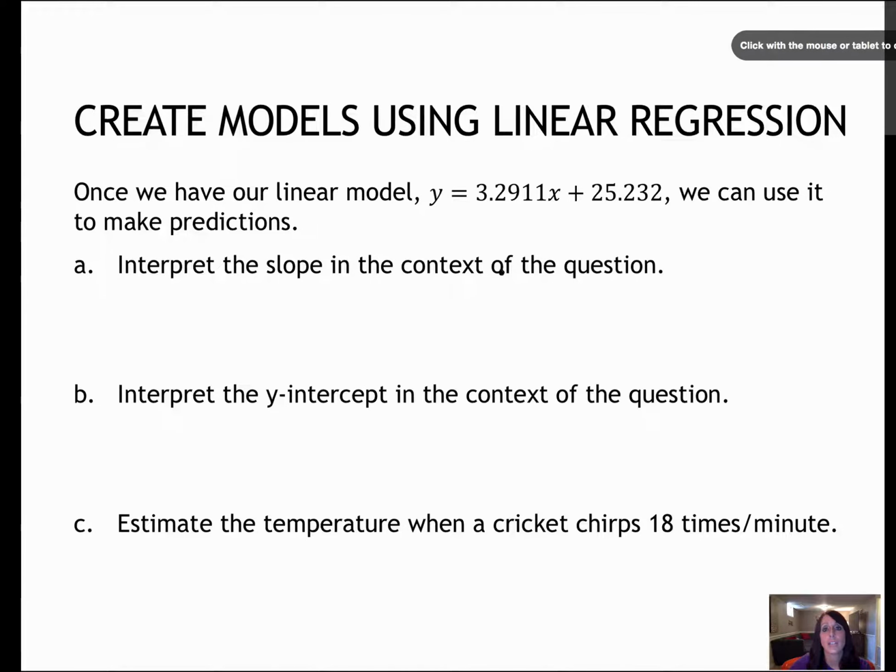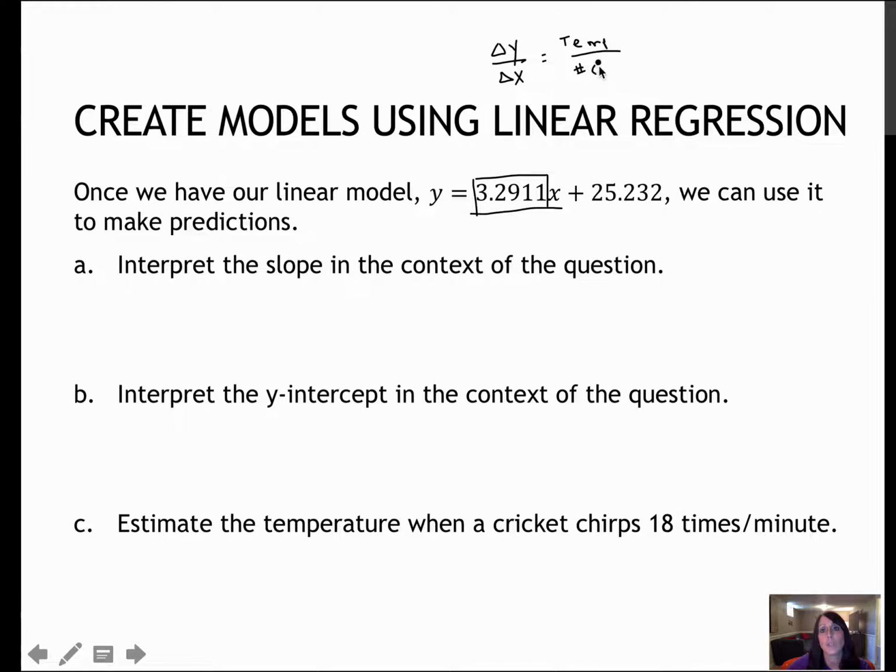So let's first look at this slope, which is 3.2911. And we know that slope is the change in y over the change in x. And in this particular question, the change in y was the change in temperature, and the change in x was the number of chirps per minute. So it was cricket chirps per minute based on temperature.